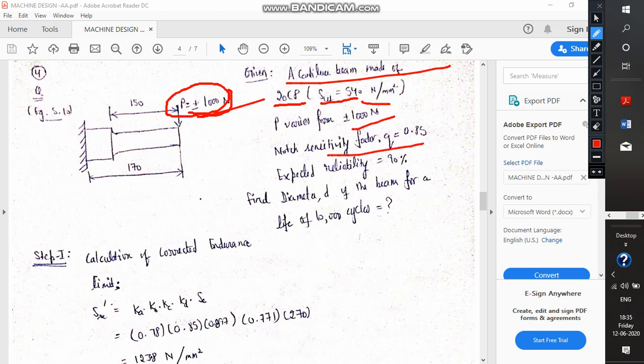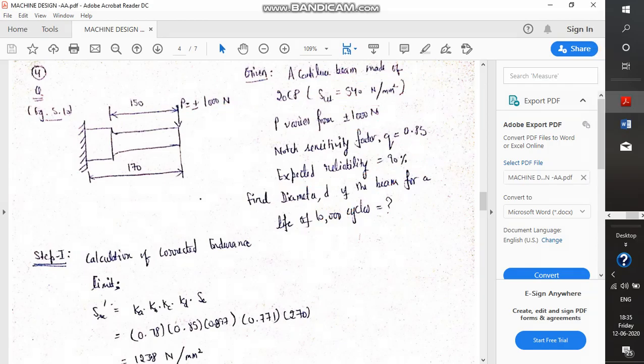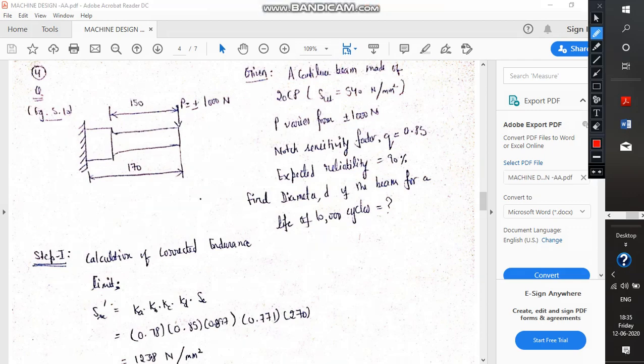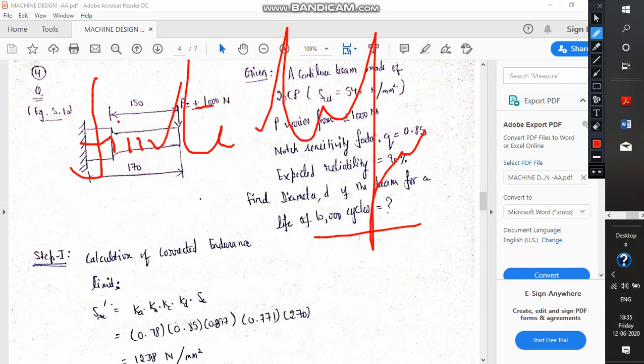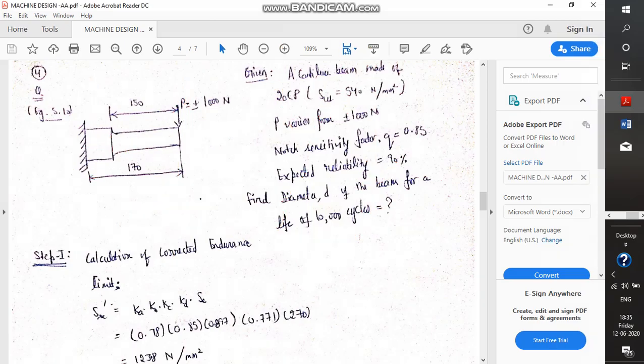We are given the notch sensitivity factor of 0.85 and reliability is 90%. We have to find the diameter of this beam for 1000 cycles. Now what is the difference between this question and the previous question is that here we are given the life. It means it is a finite life problem and not an infinite life problem. Please note, how to deal with such questions?